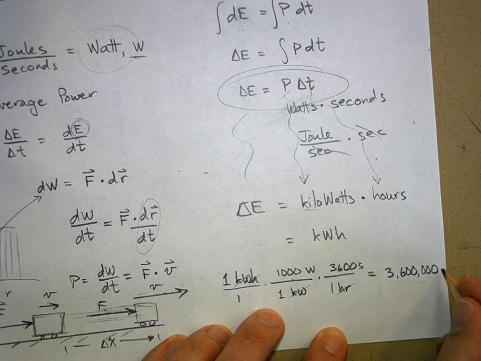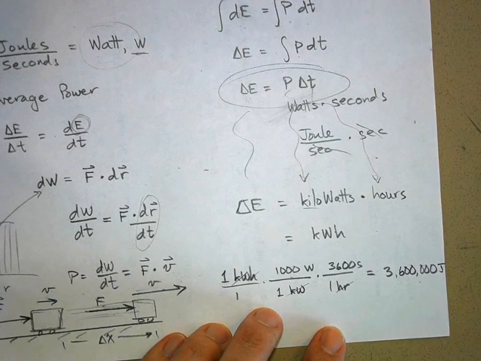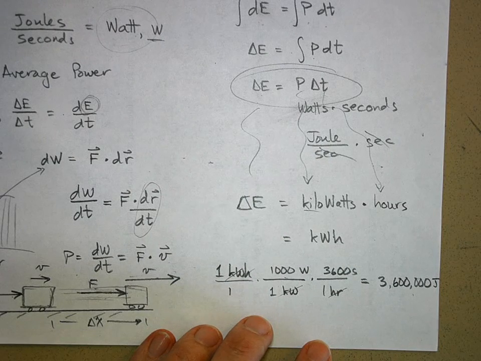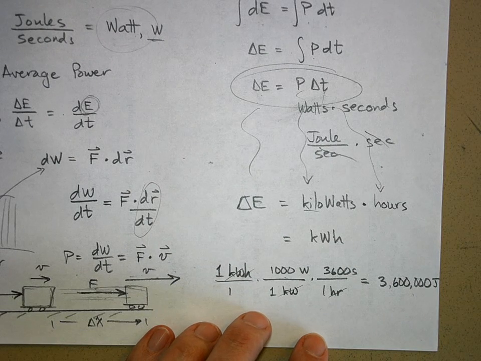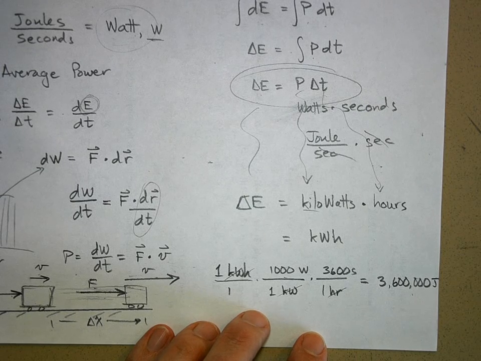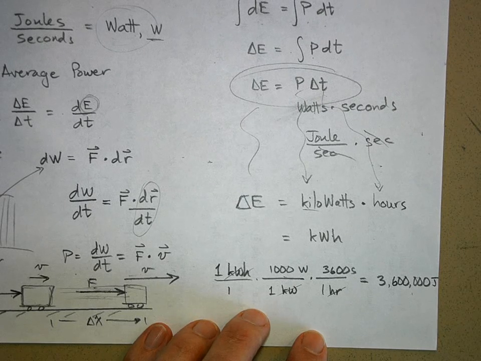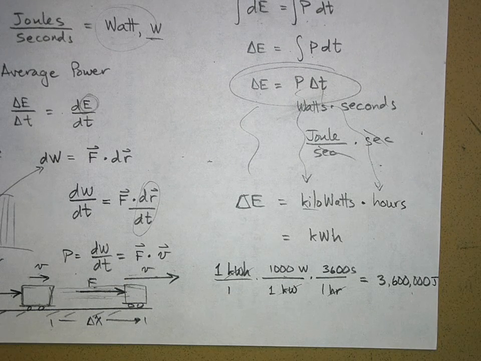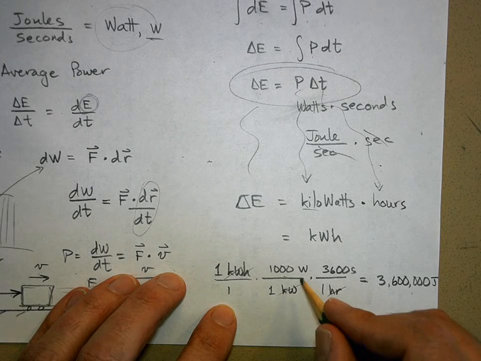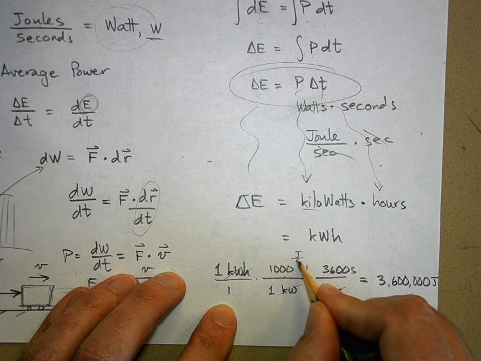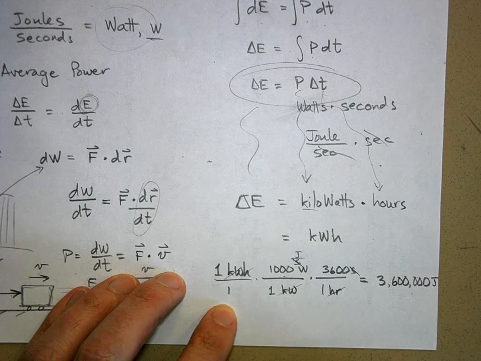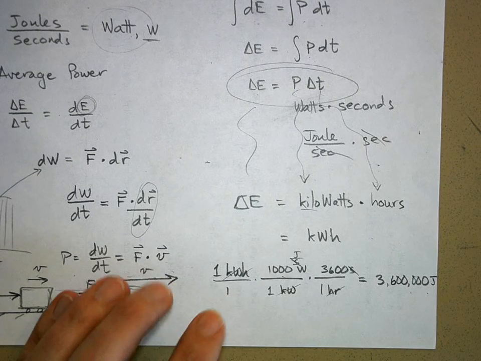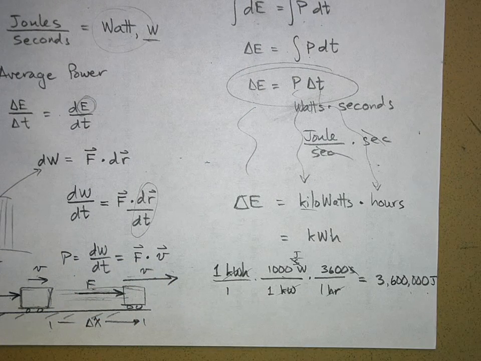joules, right? Wait a minute, what did I do wrong here? 36 and then you have to add 5 zeros, so that makes sense. But I didn't end up with joules. Oh, I know what I needed to do. A watt is a joule per second, so that'll cancel out the seconds, and then you get joules. Now this is 3.6 megajoules.